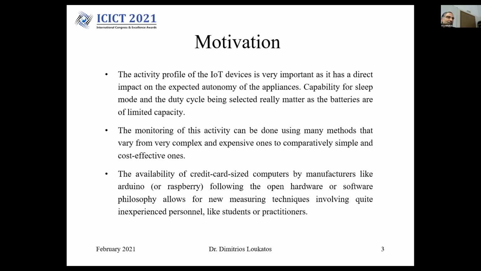Actually, the activity profile of these devices has to be studied and can be adjusted in order to minimize this energy consumption. Most of them are capable of sleep mode, and most of them again have a bursting behavior between activity and inactivity, or idling or sleeping periods. A lot of card-sized computers like Raspberry or Arduino made quite easy the monitoring of these processes.